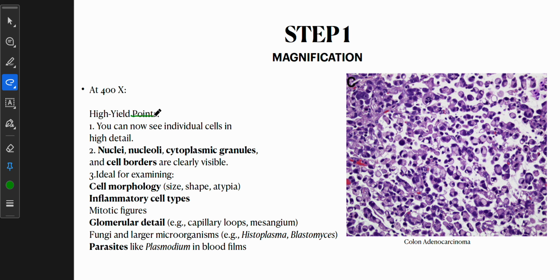So the high yield points here are that you can see individual cells in very high detail. You can see nuclei. These are nuclei right here. And then nucleoli, cytoplasmic granules, and cell borders are clearly visible. So this is the case of colon adenocarcinoma.